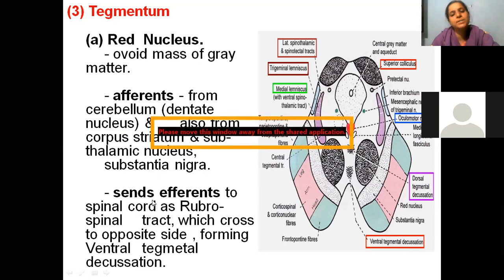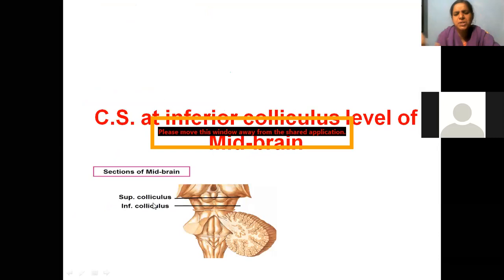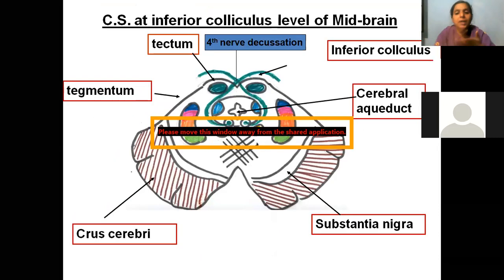These 2 points, the substantia nigra and the red nucleus, you please learn. The rest of the things you need not learn. You just learn the cross section and give the labelings.